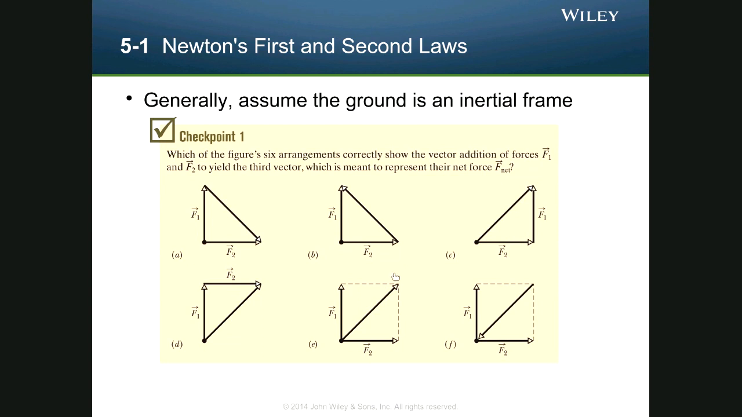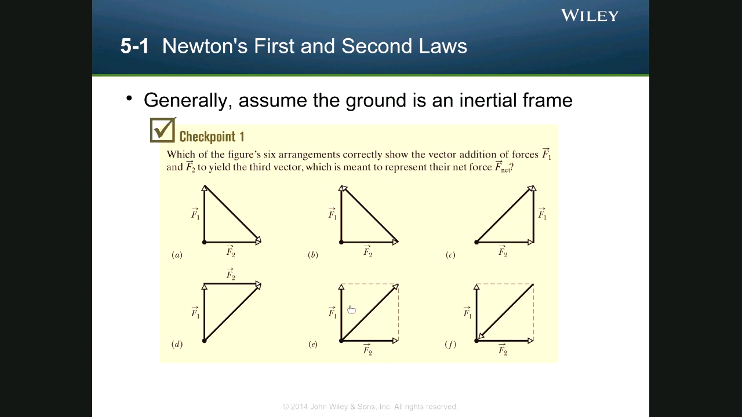So if we generally assume the ground is an inertial frame, we already said that. Which of the 6 arrangements correctly show vector addition of forces, F1 and F2, to yield a third vector, which is meant to represent their net force? We did this checkpoint in chapter 3, but now we're adding forces. It's not abstract anymore. So which one of these correctly does vector addition? I'll give you a hint. There's 3 of them.